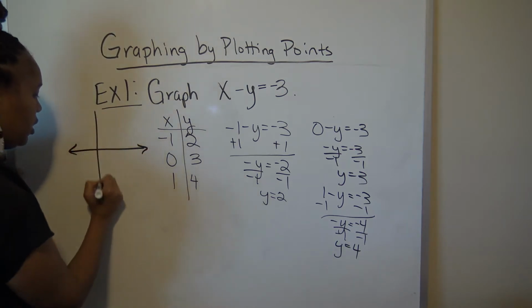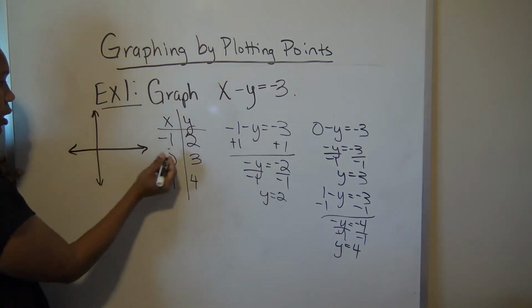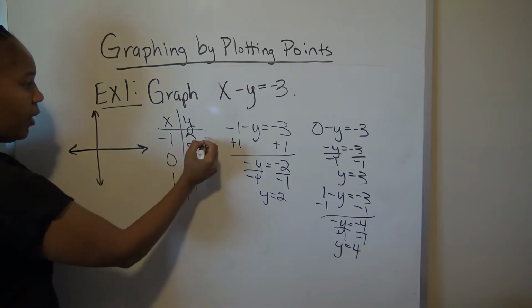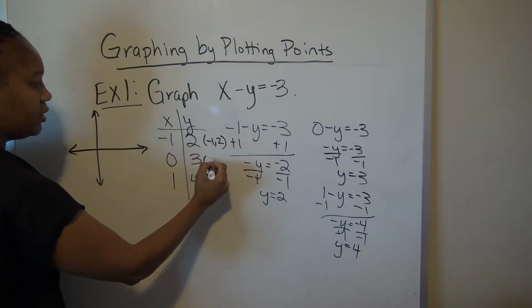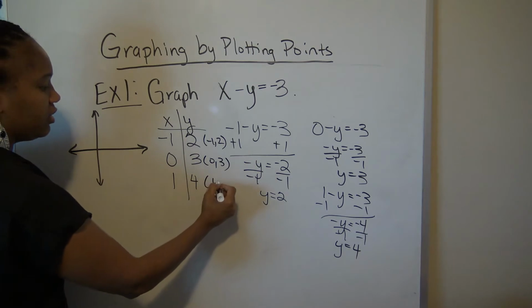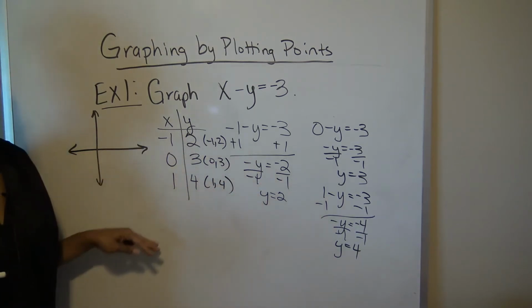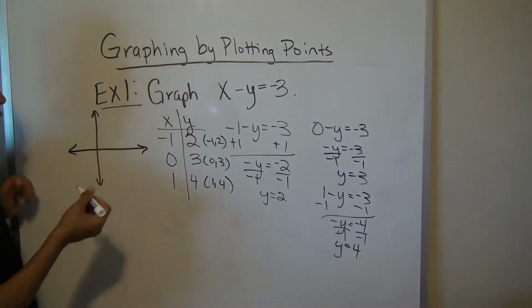So I'm going to sketch a coordinate system here. And so this gives me the point -1, 2. This gives me the point 0, 3. This gives me the point 1, 4. So all of these values represent ordered pairs on the graph.